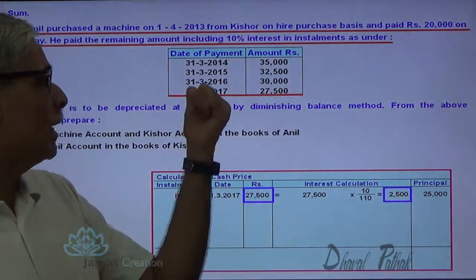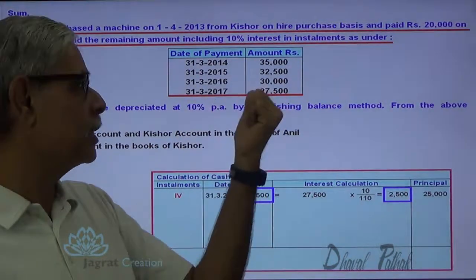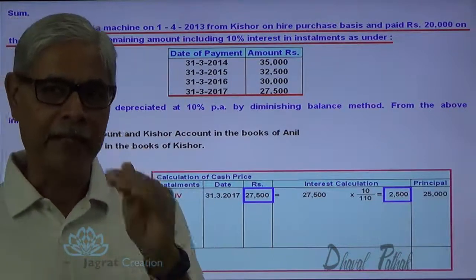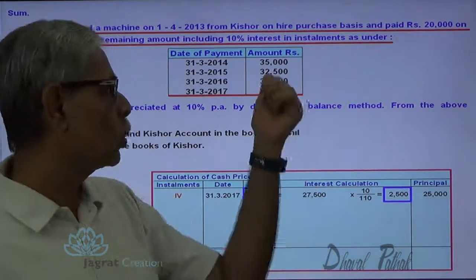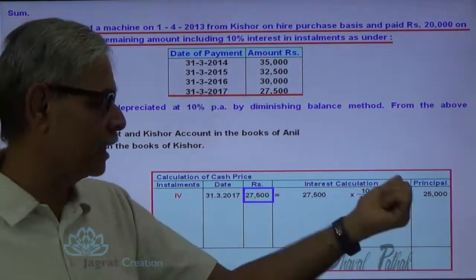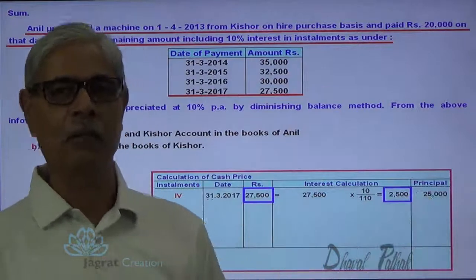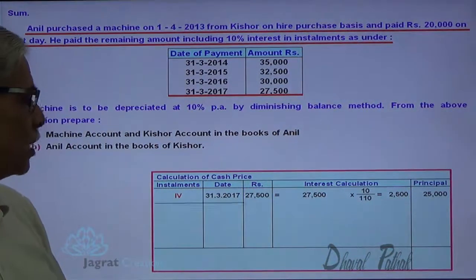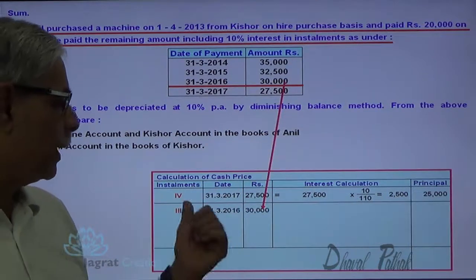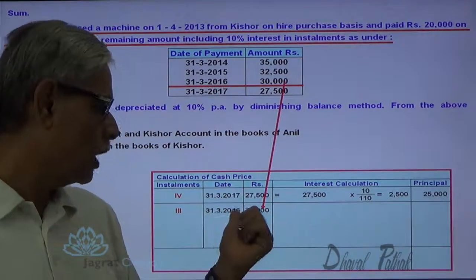So, when you have calculated interest for an installment as on 31/3/2016, the interest is calculated not only on the principal sum paid on 31/3/2016, but it was also paid on this outstanding amount paid on 31/3/2017. So, the third installment, 30,000, paid on 31/3/2016.